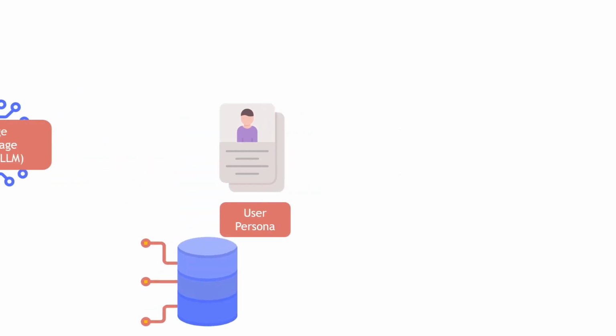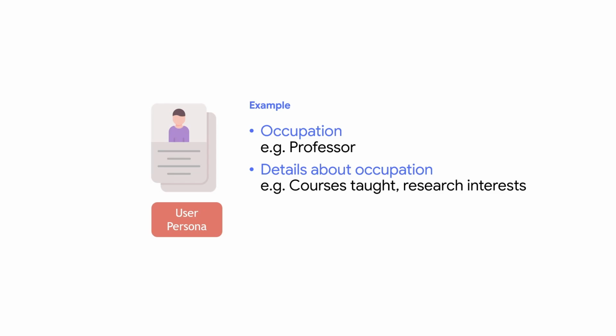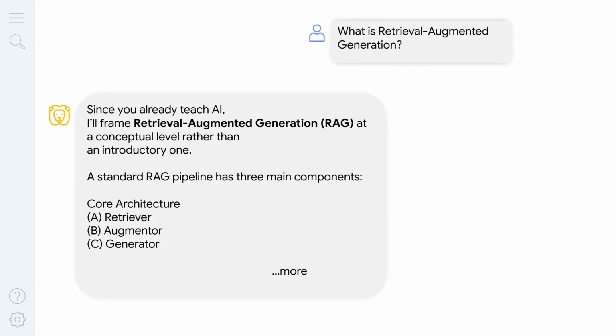For example, my chatbot has learned that I am a professor, the courses that I have taught, and what my research interests are. When I ask it to explain a concept, it can use more technical language and suggest papers that may be relevant to my work. I do not need to introduce myself again every time.